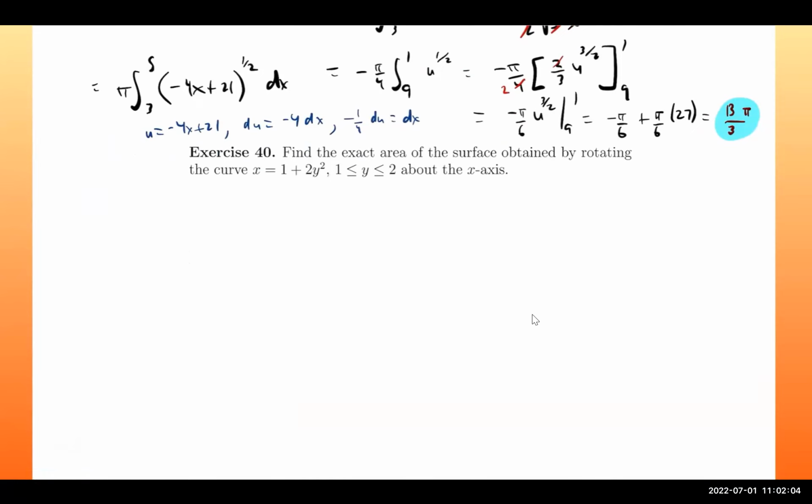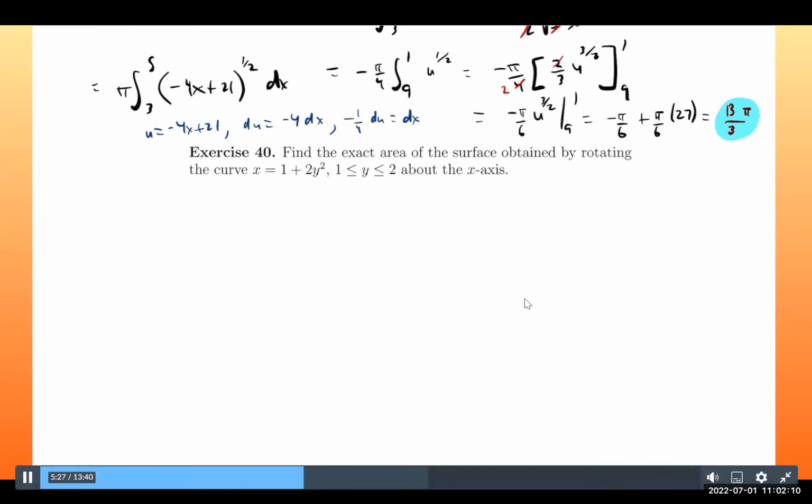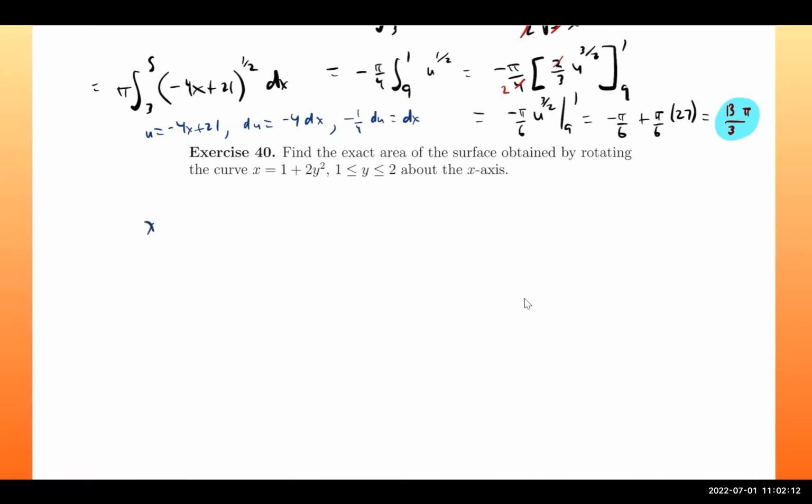All right, let's look at the next example. The next example gives us the function of x in terms of y, so we can leave it that way. And let's take the derivative. That's just going to be 4y. Now, when you square that derivative, you're going to get 16y squared. All right, so now the surface area is going to be from 1 to 2. We're going to integrate with respect to y.